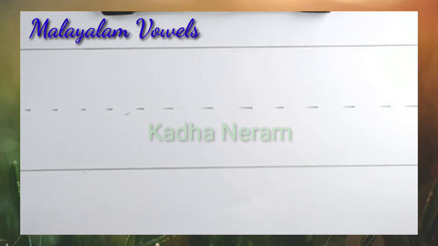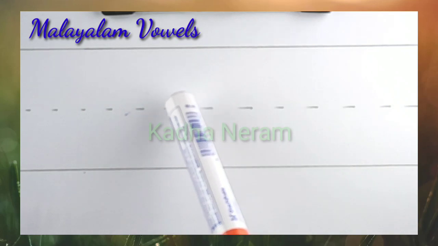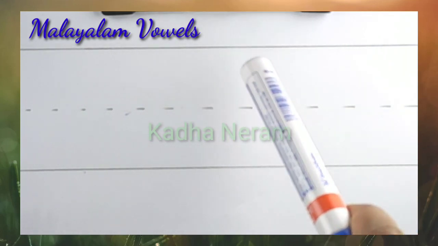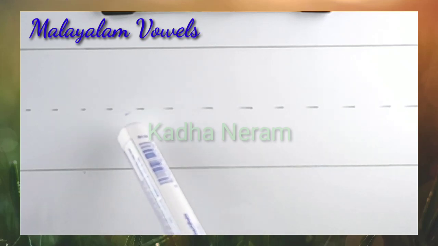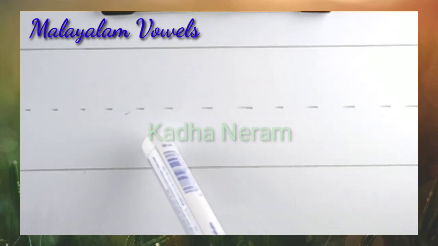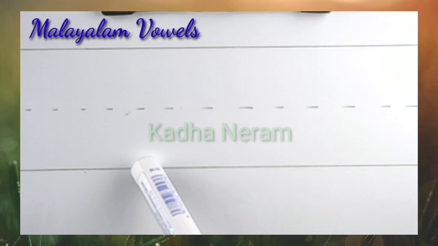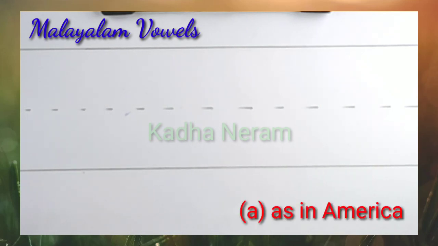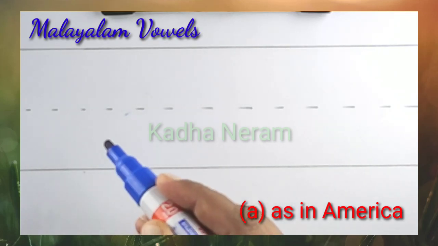Now, in this paper, you can find two bold lines and one dotted line. These lines are going to help you or guide you from where you have to start, where you have to turn, and where you have to end writing. So let's begin. The first vowel is A. Let's see how we write A.